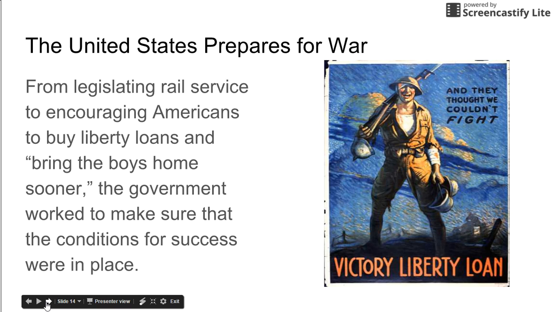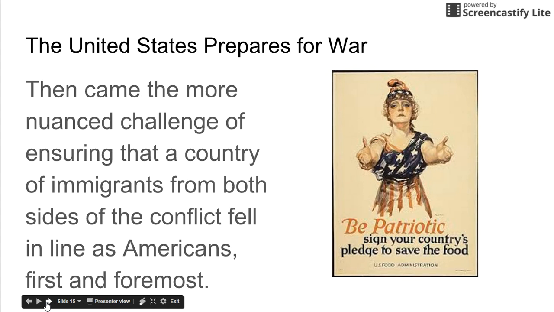From legislating rail service to encouraging Americans to buy Liberty loans and, quote, bring the boys home sooner, end quote, the government worked to make sure that the conditions for success were in place. Then came the more nuanced challenge of ensuring that a country of immigrants from both sides of the conflict fell into line as Americans first and foremost.